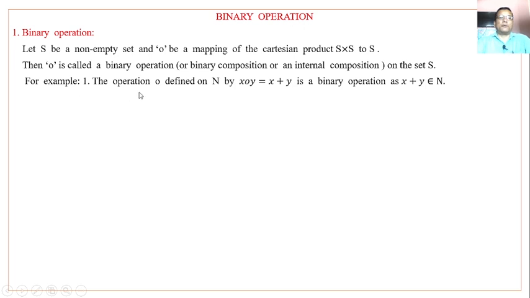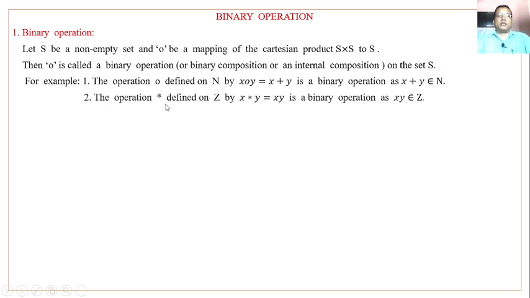For example, the operation ○ defined on the set of natural numbers N by x ○ y, whose value is given by x plus y, is a binary operation as x plus y belongs to N. The addition of any two natural numbers is again a natural number, therefore x ○ y belongs to N for any x, y belongs to N. Therefore, the operation ○ defined on N is a binary operation.